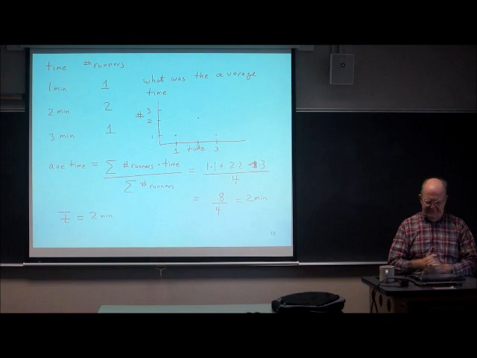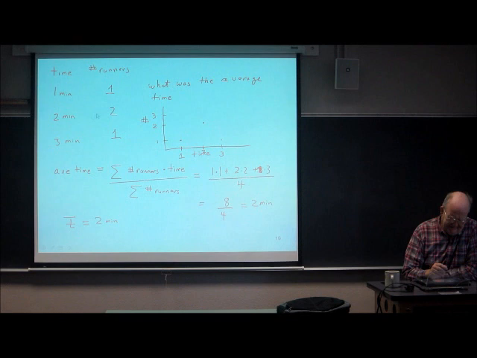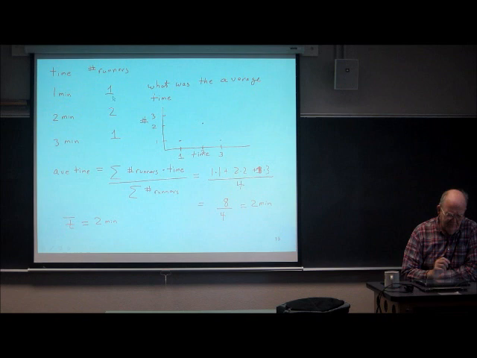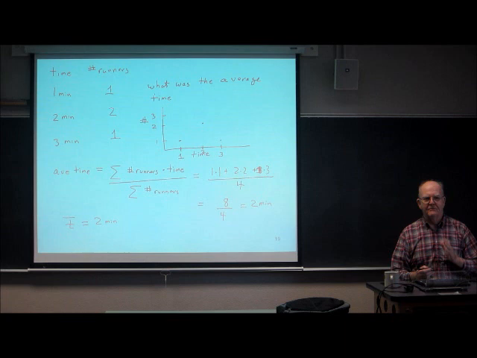Suppose I had this following data. Four people have a race, and one person crosses the finish line in 1 minute, and two people cross the finish line in 2 minutes, and another single person crossed the finish line in 3 minutes. What is the average time for running the race?